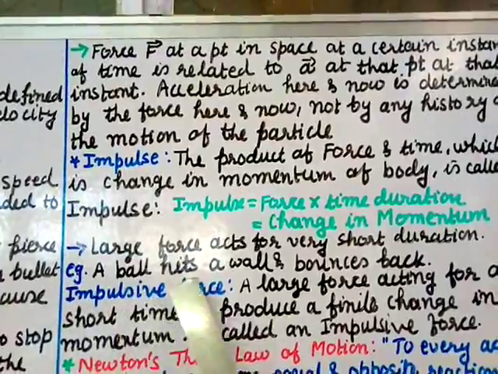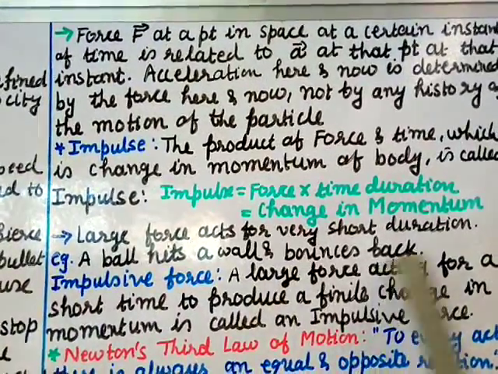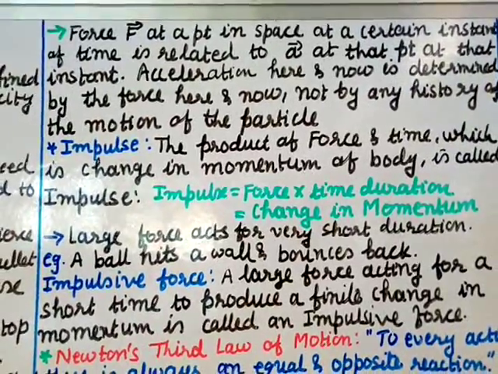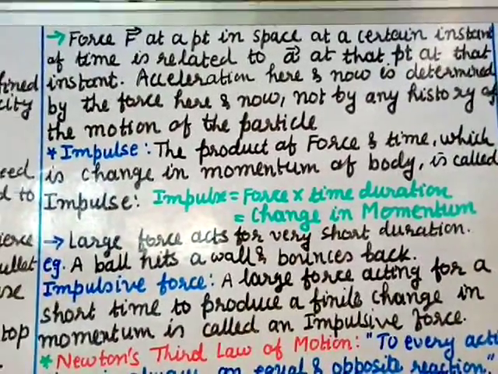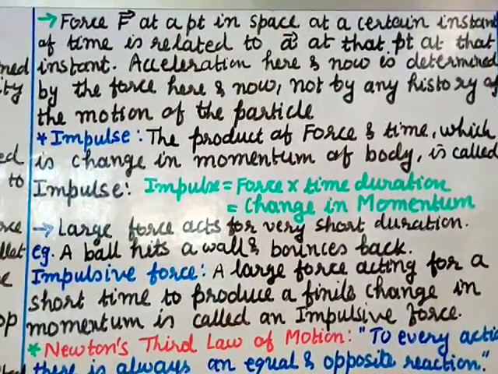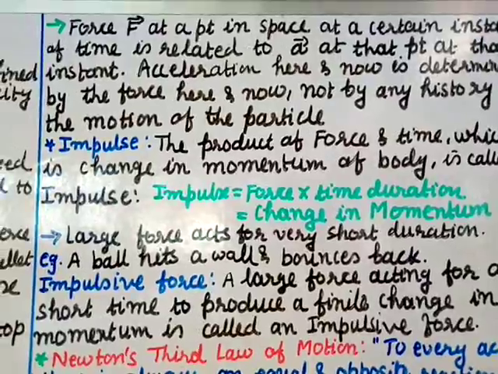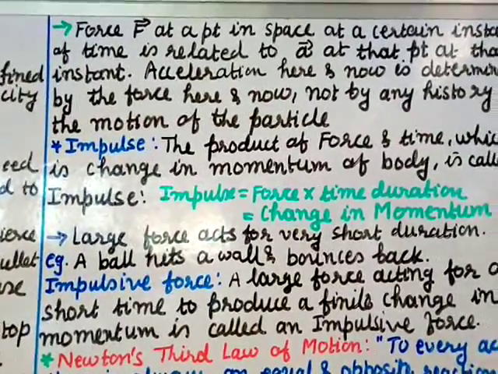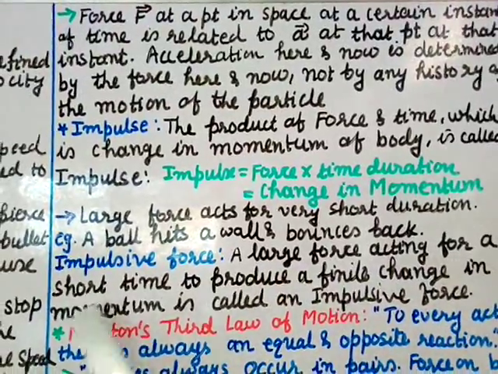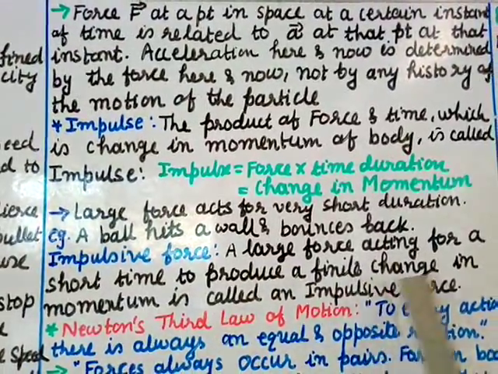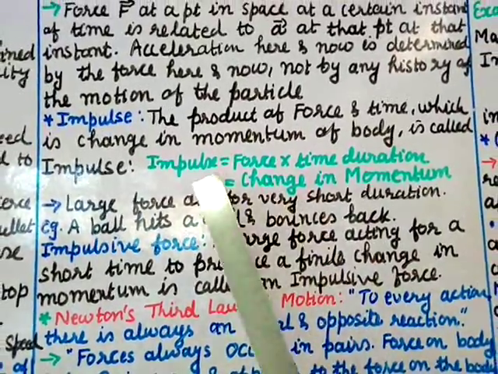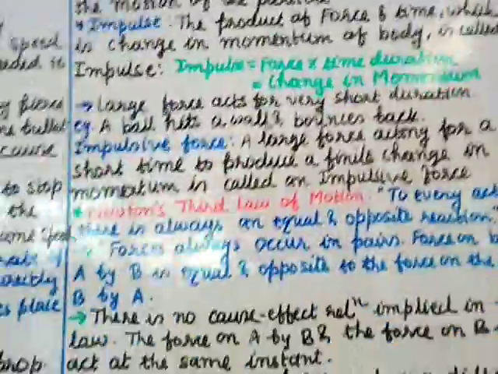For example, a ball hits a wall and bounces back. If you hit it with a very high force, it will bounce back and touch the wall for a fraction of a second. So it is a high force but for a short time duration. Impulsive force: a large force acting for a short time to produce a finite change in momentum is called an impulsive force.